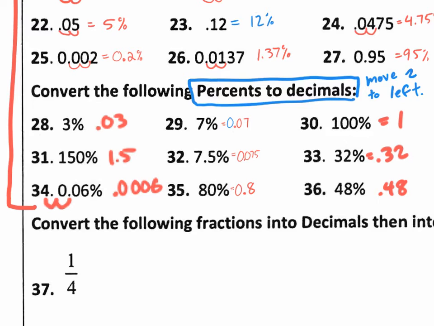You're just moving the decimal 2 places to the left in this case. So 34 is kind of confusing. The decimal was already there in a percent, and you move it 2 to the left. So you have to fill in this empty spot with the 0. So it's really a 0.000 with the 6. So there's your answer. I hope you guys got that. If you're struggling, please watch the video. You're going to have to do some of these things on the quiz Friday.